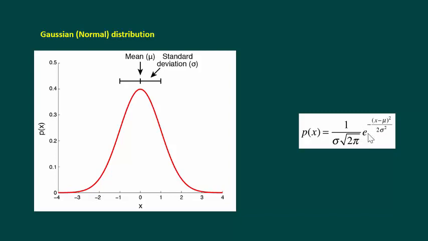Then what does this exponential term do? This term gives us this bell-shaped curve. Finally, we have this normalization term, this normalization constant that scales the height of this distribution such that the area underneath this curve equals 1, as any other distribution should have this condition.